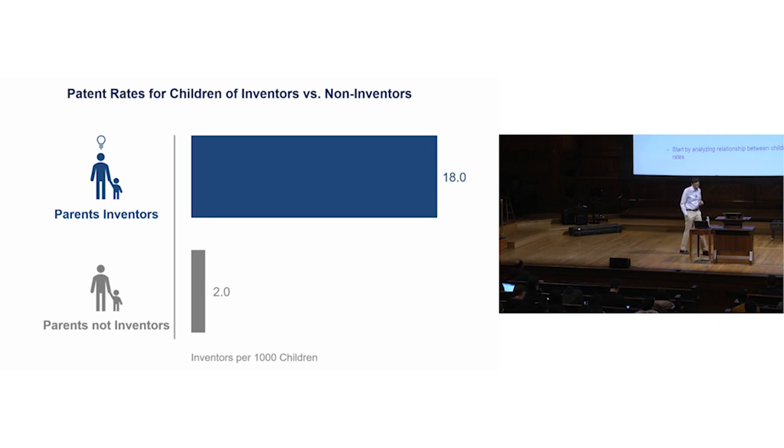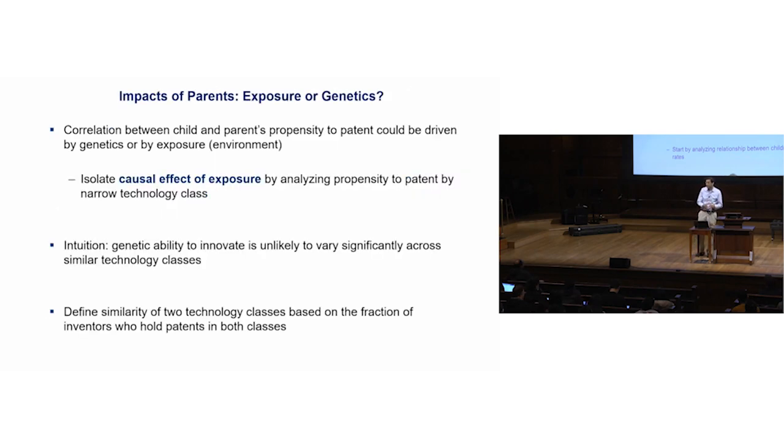So let's start by analyzing the relationship between kids' patent rates and their own parents' patent rates. We're going to start with a very simple tabulation. Suppose your own parents had a patent versus your own parents didn't have a patent. What's the probability you yourself go on to become an inventor? This is enormously different. You're about 10 times as likely to go on to have a patent yourself if your parents had a patent. Kids of inventors are more likely to be inventors themselves, okay?